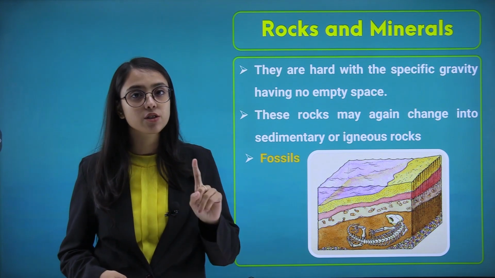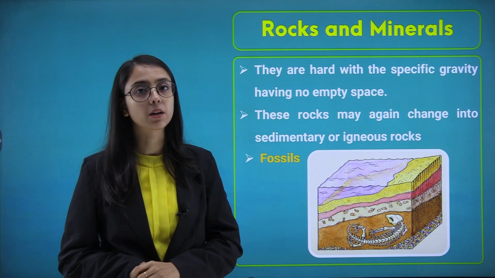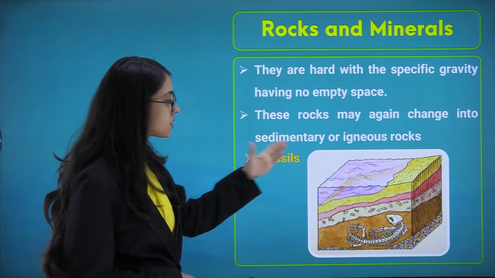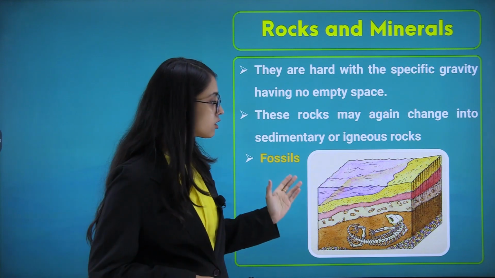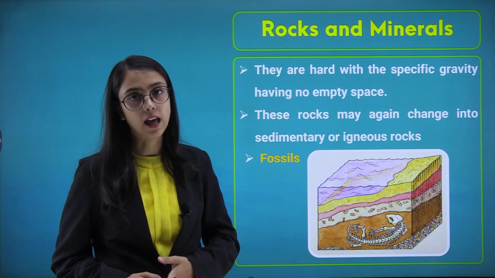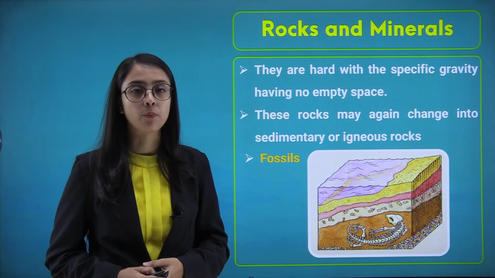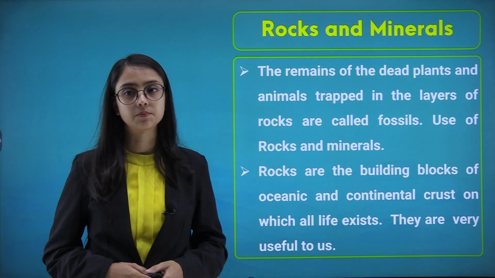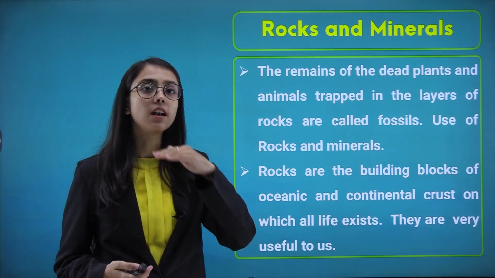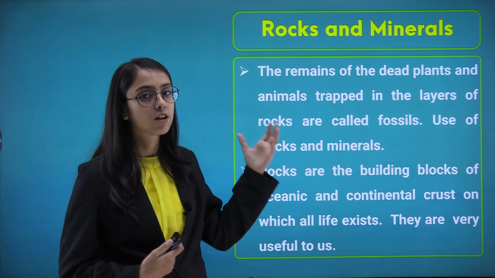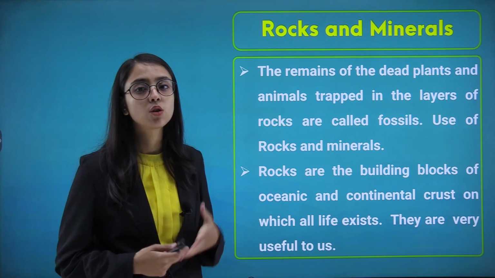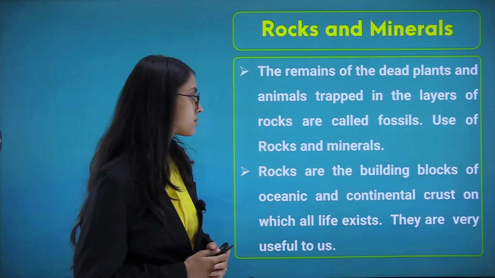And one specific feature of metamorphic rocks is that they are very rich in fossils. As you see here, the layers of different rocks are there, and fossils, the dead and decaying plants and animals, are found. Now, let's study what are fossils. The remains of dead plants and animals trapped in the layers of rocks are called fossils. Now, these then turn into rocky material and minerals.